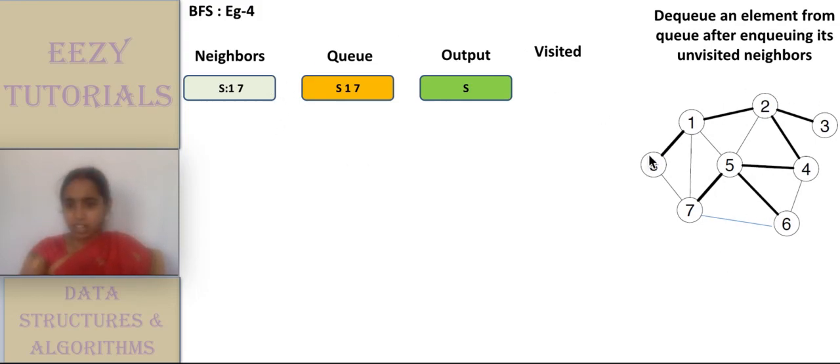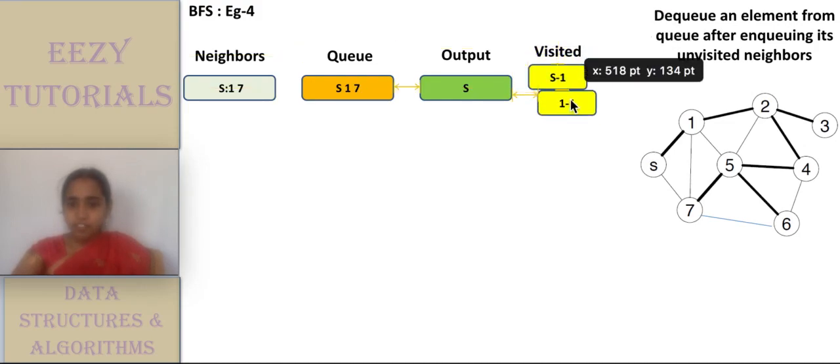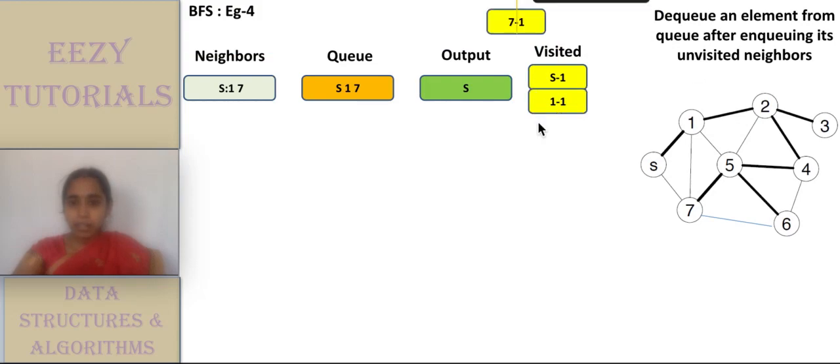So this is the given graph. I am going to start from S. The neighbors for S are 1 and 7. So I am enqueuing the neighbors 1 and 7 into the queue, and then I am outputting S in the output screen. So I have so far visited S, 1 and 7. So I am making S, 1 and 7 as visited. So I am enabling the visited status as 1.